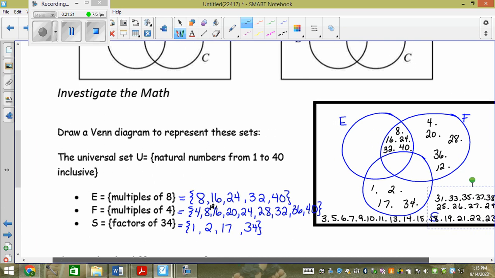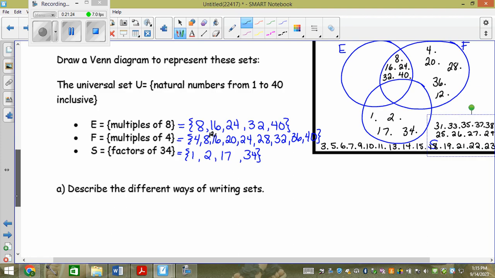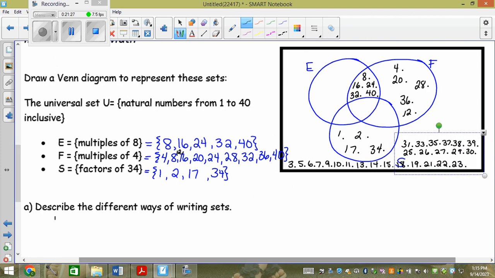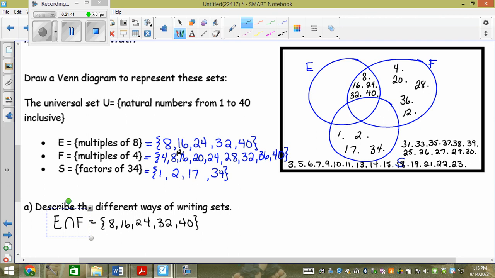So they want what's in E and F, you can just tell me what the things are. What's in E and in F? Well, we'd list 8, 16, 24, 32, 40. And then they want to know, is E a subset of F? Is everything in E in F? Yeah, you can even see it. So E is a subset of F. That is true.